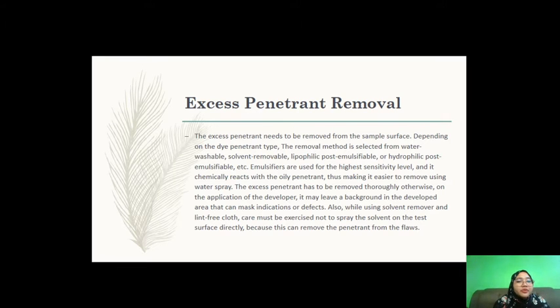Second working procedure is excess penetrant removal. The excess penetrant needs to be removed from the sample surface depending on the dye penetrant type. The removal method is selected from water washable, solvent removal, lipophilic post-emulsifiable and hydrophilic post-emulsifiable. Emulsifiers are used for the highest sensitivity level and chemically react with the oily penetrants, thus making it easier to remove using spray water.